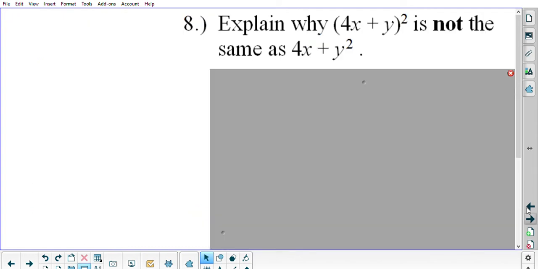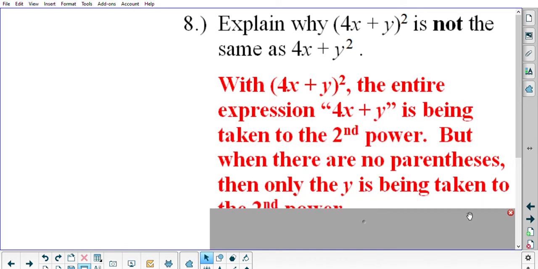Problem number 8. Explain why 4x plus y in parentheses taken to the second power is not the same as 4x plus y to the second. Go ahead and hit pause in the video. Explain this on your own, then hit play when you're ready to see how you did. All right, I hope you've already done number 8 on your own. Let's see what you said.